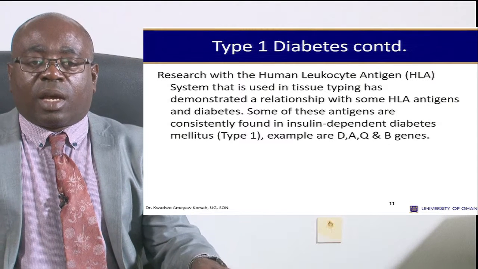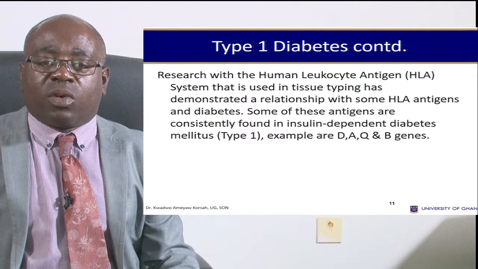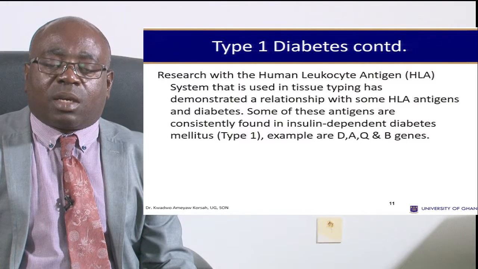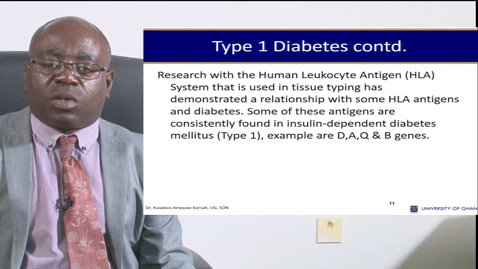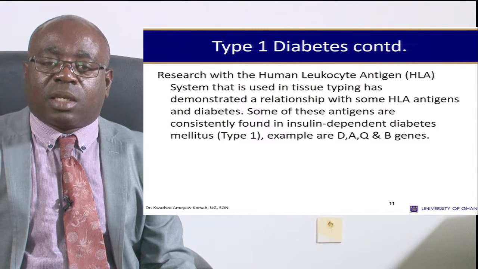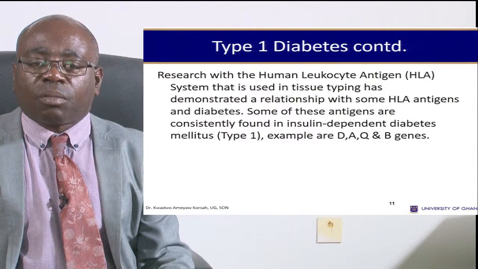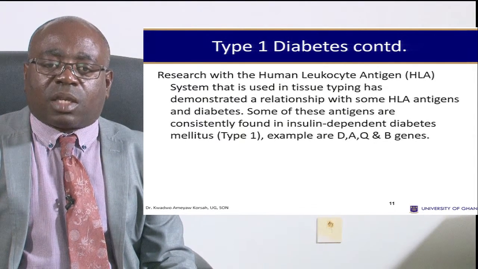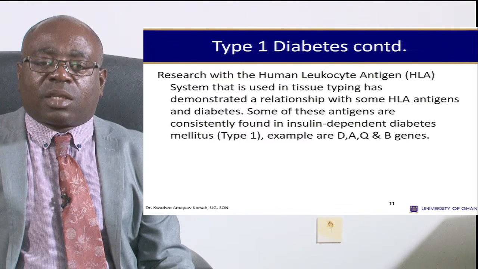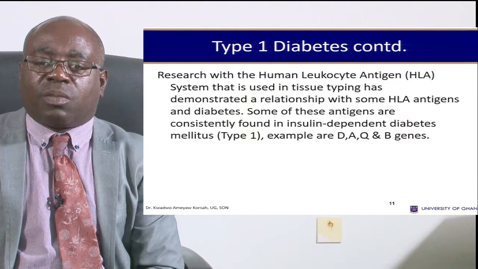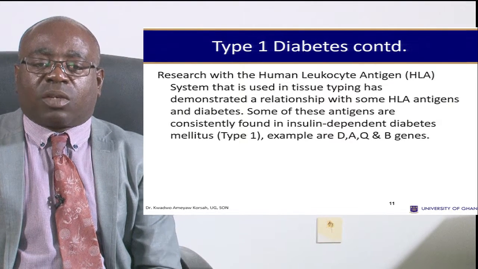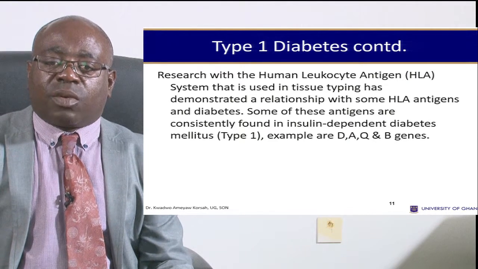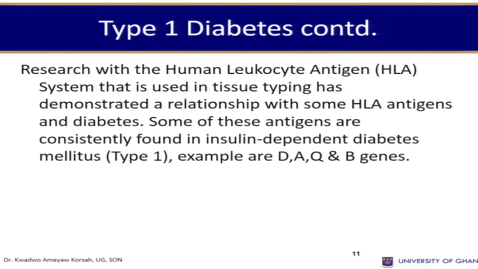What we know is that research with the human leukocyte antigen, HLA, system, which is used in tissue typing, has shown that there is a relationship between some HLA antigens and diabetes. Some of these antigens are consistently found in insulin-dependent diabetes mellitus patients. In other words, we are looking at type 1. Examples are the DQ, DR, and B genes.